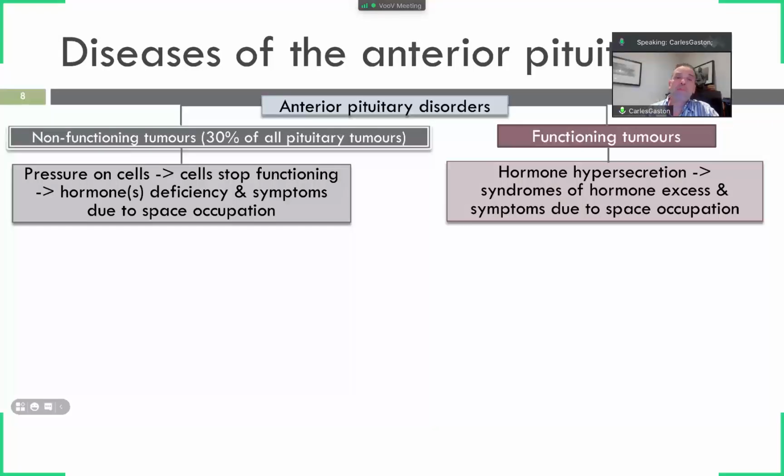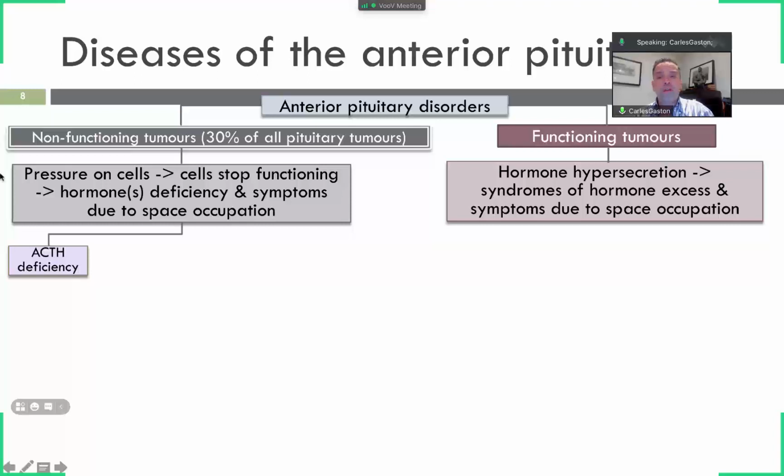How about functioning pituitary tumors? They produce hormone hypersecretion, syndromes of hormone excess, because if the tumor expresses too much ACTH, or for example too much growth hormone, or too much thyroid stimulating hormone, or too much adrenocorticotrophin, that will have an impact on the whole body homeostasis. Also, it has an effect on the space occupation because it grows next to the brain.